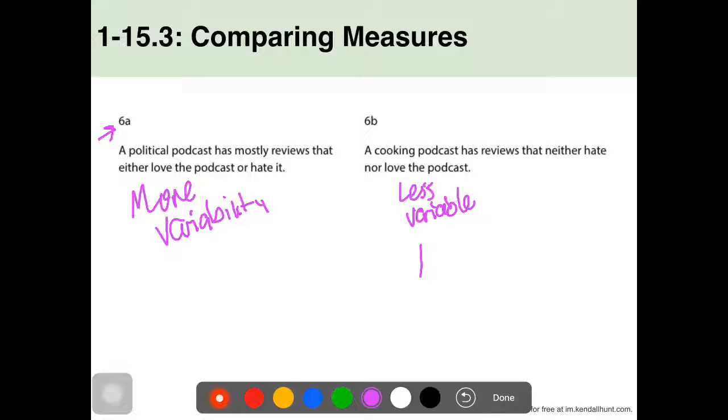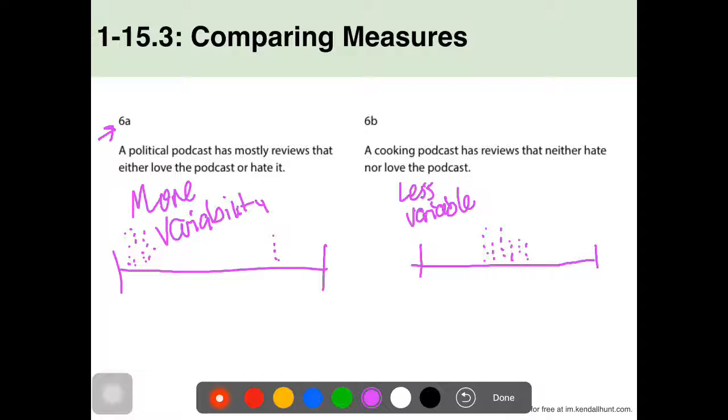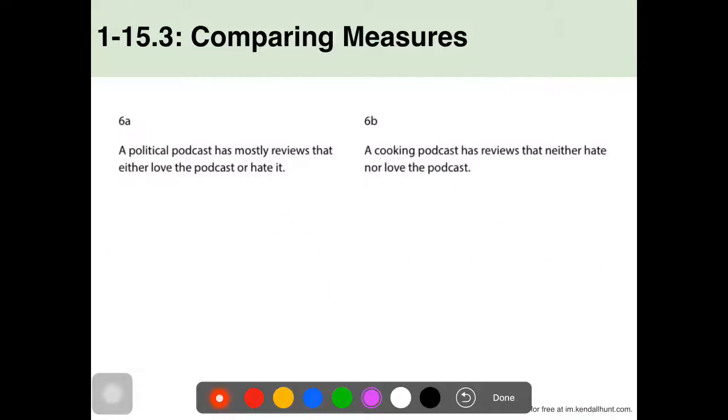So if I'm looking at a dot plot, maybe the cooking data is more so in the middle, whereas the political podcast, there's people down here that absolutely hate it, and there's people up here that absolutely love it, think it's the best thing ever. So we can talk about variability in that one, but it's really hard to talk about what's better as far as measure of center or measure of variability without having the actual data.